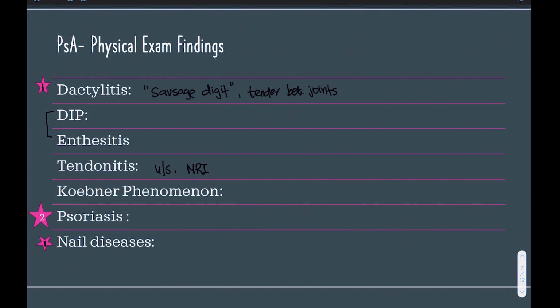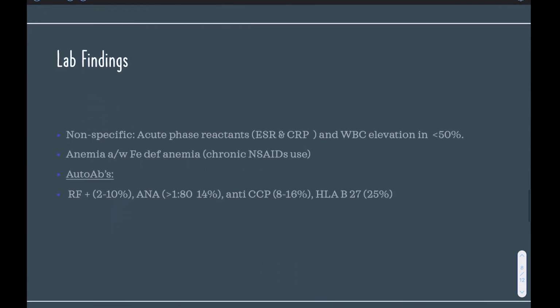Let's talk about lab findings. The lab findings in psoriatic arthritis are pretty non-specific. You can see elevated ESR and CRP and leukocytosis in less than 50% of the patients. And anemia may be present due to chronic NSAID use. In terms of autoantibodies, although it is a seronegative arthritis, some of these autoantibodies like rheumatoid factor, ANA, and anti-CCP can be found. For ANA, by the way, generally you see low titer ANAs with low clinical significance. For example, you may see ANA positivity in more than half the patients, but in low titer of 1 to 40.